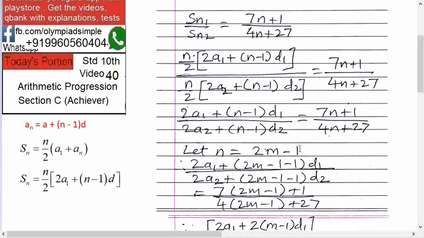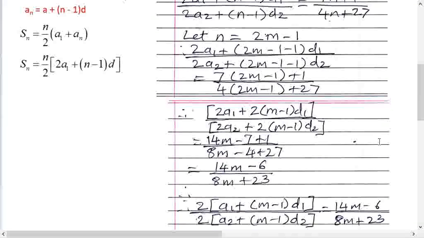Instead of n we are putting 2m minus 1, equals to 7m(2m-1)+1 upon 4(2m-1)+27. Getting it? See here, we are replacing everywhere n by 2m minus 1. Okay, so therefore, 2a1, LHS we are solving now.